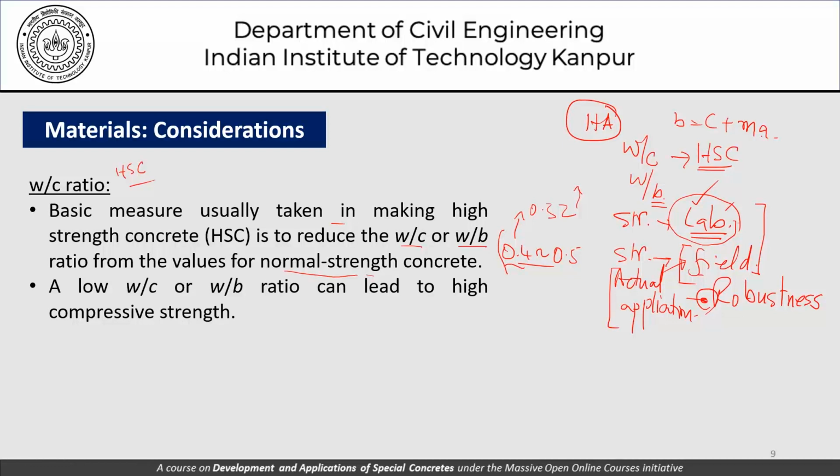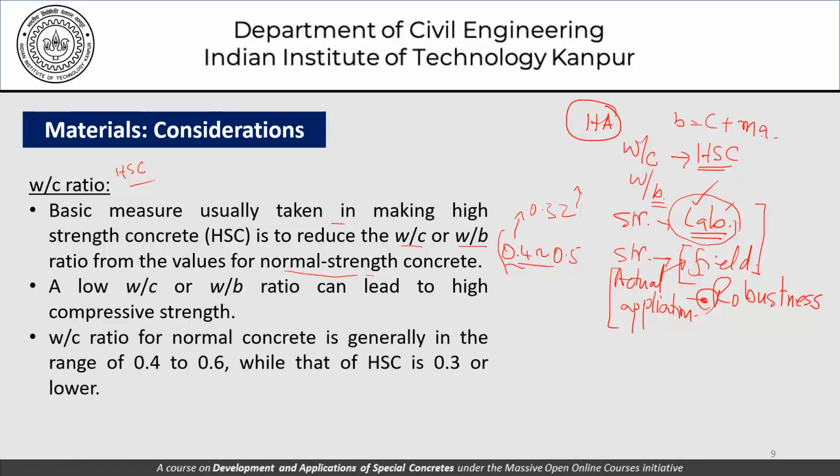So moving forward, a lower water cement ratio or a water binder ratio can lead to higher compressive strength. There's nothing rocket science about it. It's always known to us. The water cement ratio for normal concrete is generally in the range of 0.4 to 0.6, while that in the case of high strength concrete is 0.3 or lower.